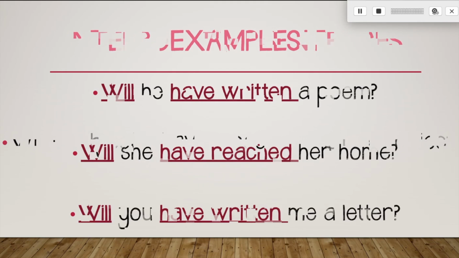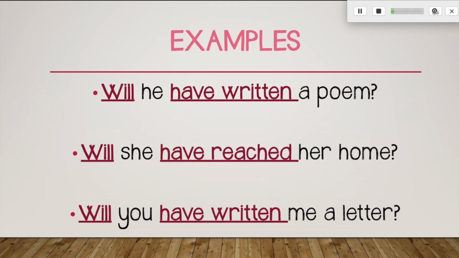The first example says, will he have written a poem? So we have will, then the subject, then have, and after have, the verb, and at last the object. The second example says, will she have reached her home? And the last example says, will you have written me a letter? So these are the examples of positive, negative, and interrogative sentences using the future perfect tense.